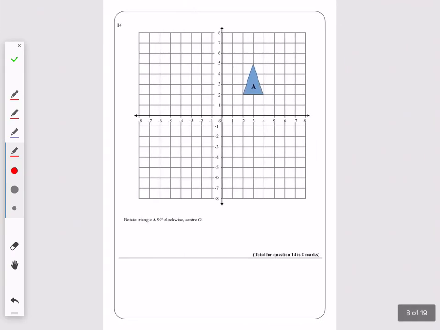Question 14. Rotate triangle A 90 degrees clockwise about the centre 0. So the centre 0 is just here. 90 degrees clockwise is going to go around this way, so clockwise is around that direction. Now, always use tracing paper, and when you've got tracing paper, draw over your shape, put your pencil at the centre of rotation, which is the origin, and rotate it around 90 degrees, a quarter of a turn. So you should end up with your triangle being just here, like that.